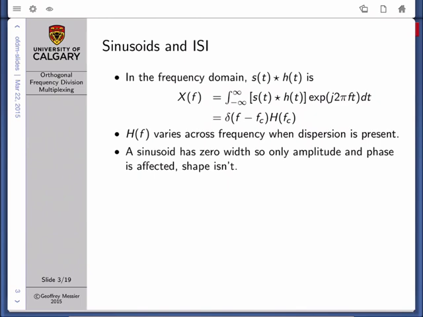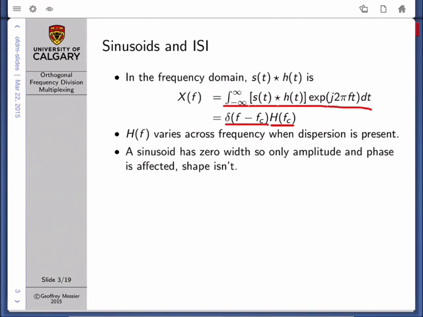And we can also look at this robustness to dispersion in the frequency domain. So let's consider our transmitted signal S convolved with our dispersive channel H in the frequency domain, where we take the Fourier transform of the convolution. And of course, the Fourier transform of a convolution is just a multiplication of the frequency response of the two terms in the convolution. And so if we denote H as the Fourier transform of the channel response, the Fourier transform of our sinusoid is just a delta function.